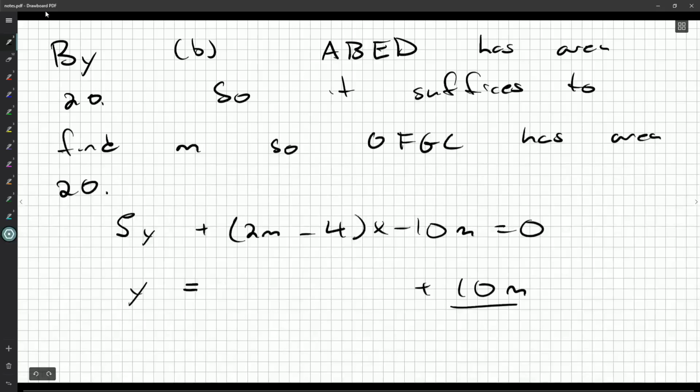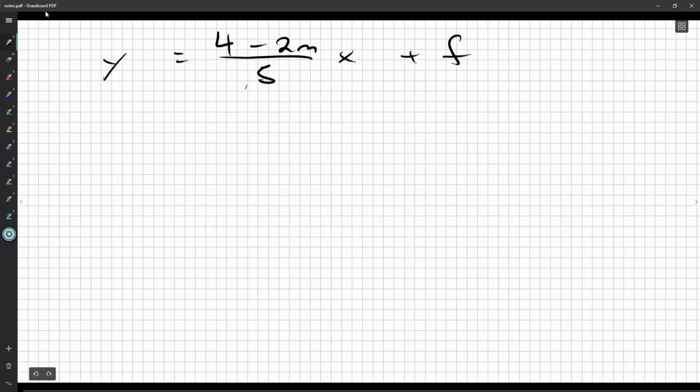The 10m divided by the 5 becomes our b. And then our x stuff comes over here, flips a sign, so 4 minus 2m, and it also divides by 5. So we need to keep the same slope. Okay? And if you know standard form, you know that we could just say, all right, we need the same slope, we need a different y-intercept. So call it f.